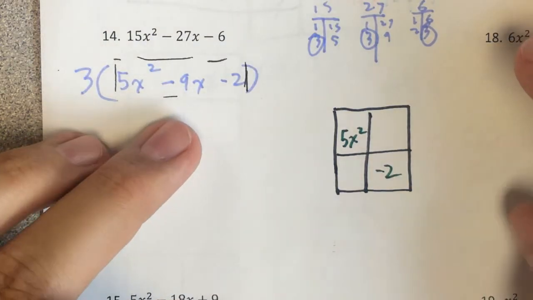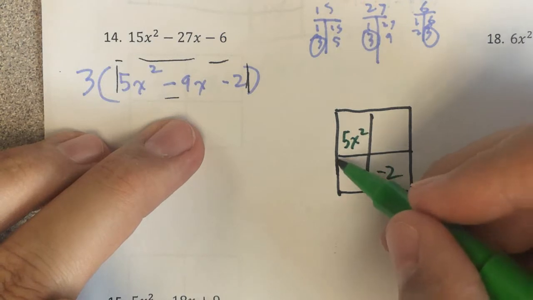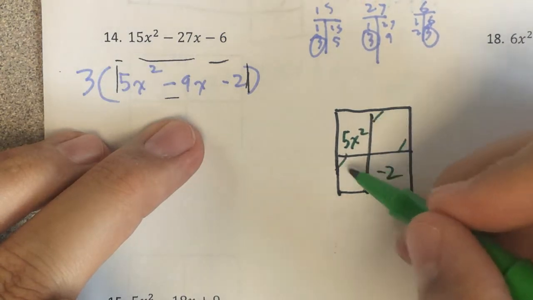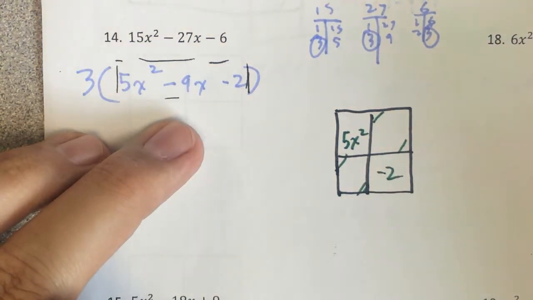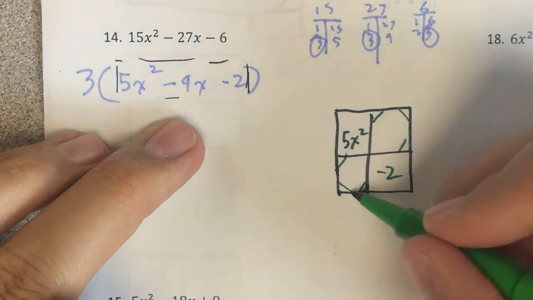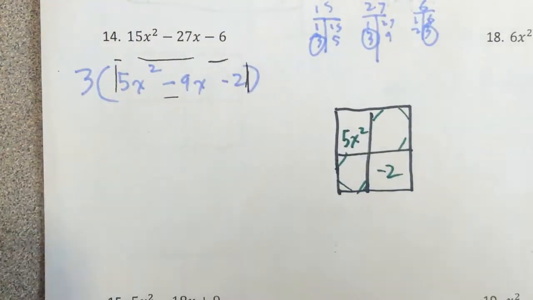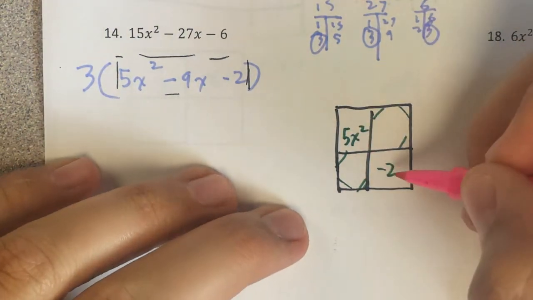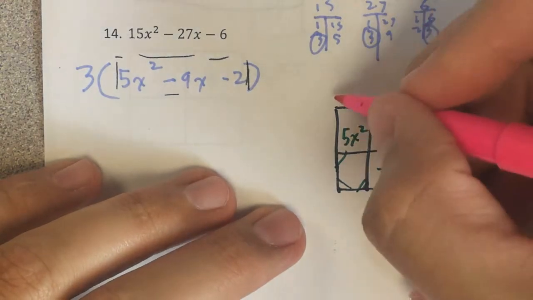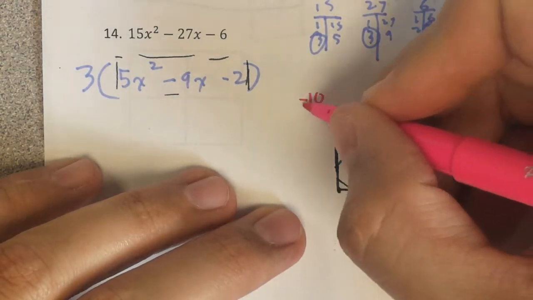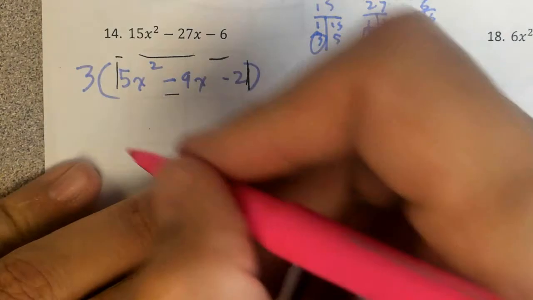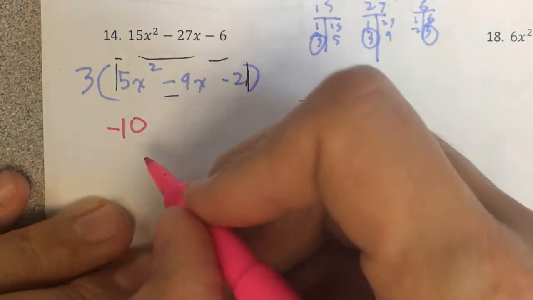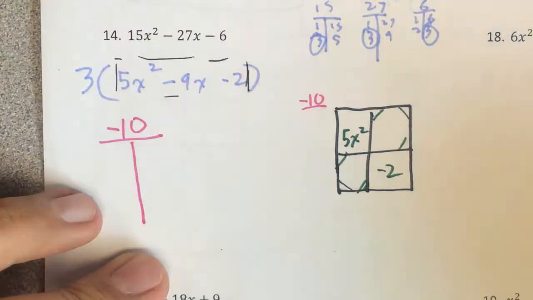Now I need to figure out my peanut values. My peanut values are these 2 boxes right here. What's going to go in these 2 boxes? I've got to figure that out. They're going to be like terms. So for my peanut values here, I'm going to multiply negative 2 times 5, and I get negative 10. I'm going to take that negative 10 off to the side, and I'm going to factor it.